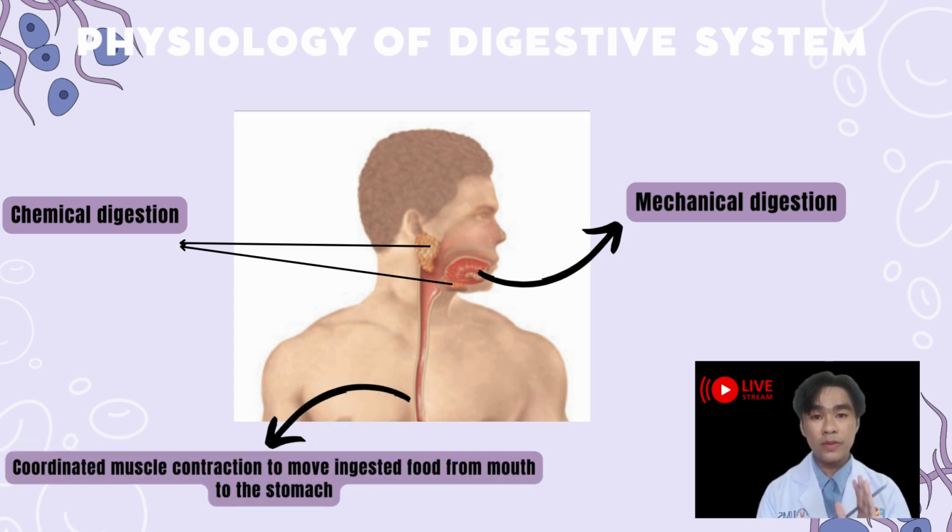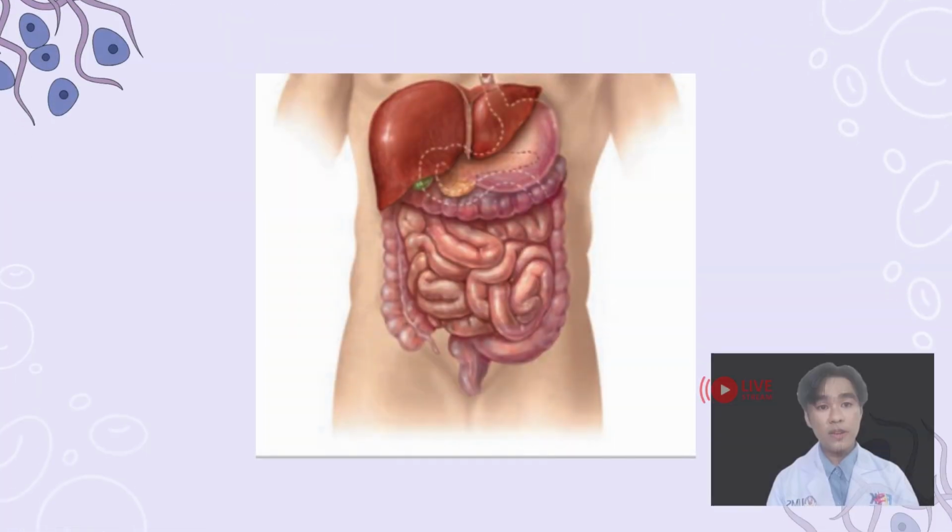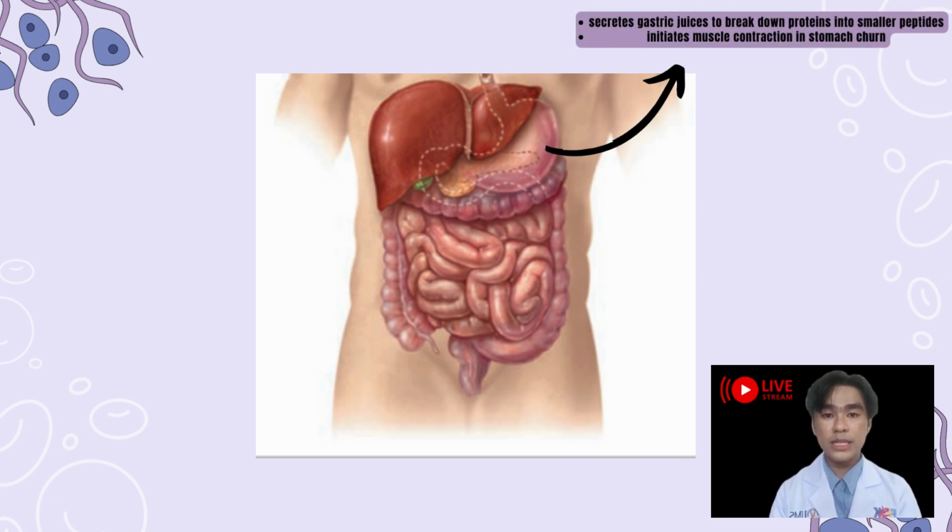Next, we have the esophagus. The esophagus will coordinate muscle contraction to move ingested food from the mouth to our stomach. Next, we have the stomach. The stomach will secrete gastric juices to break down proteins into smaller peptides. The stomach also will initiate muscle contraction to churn the food.